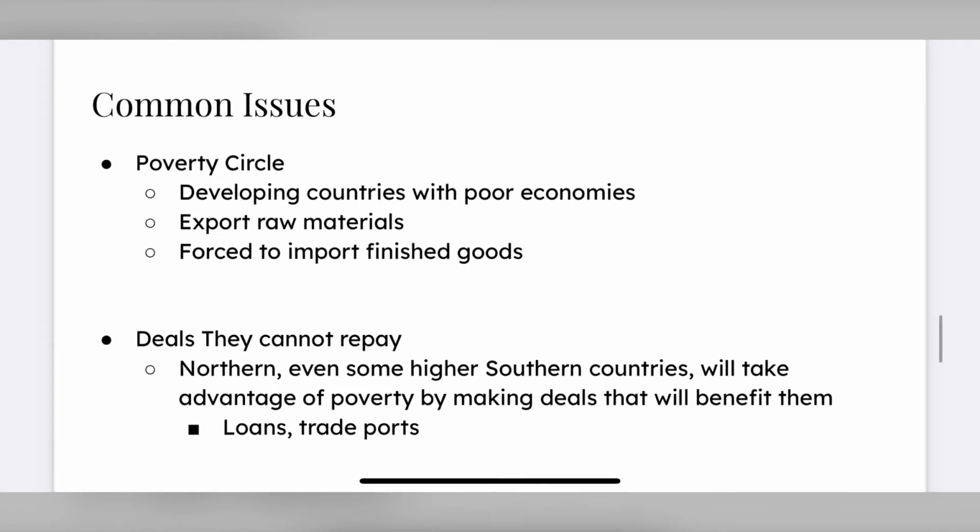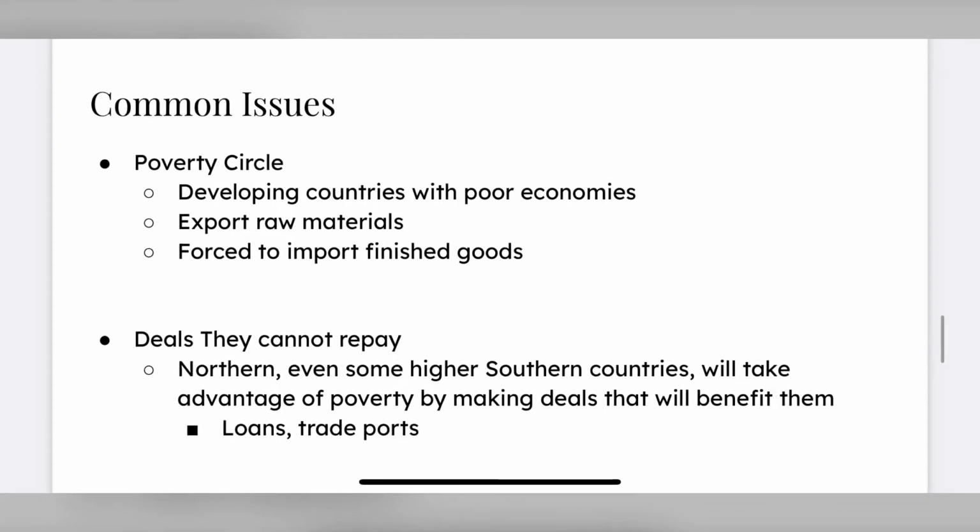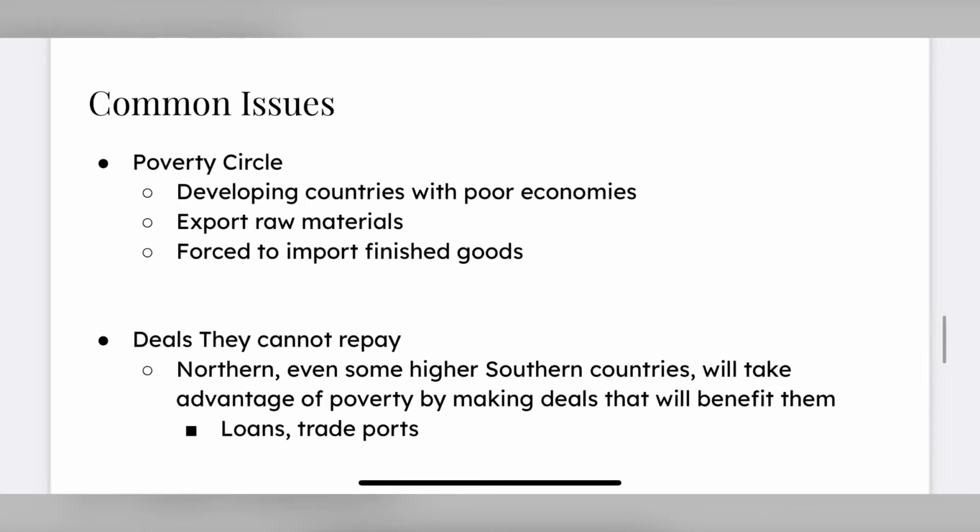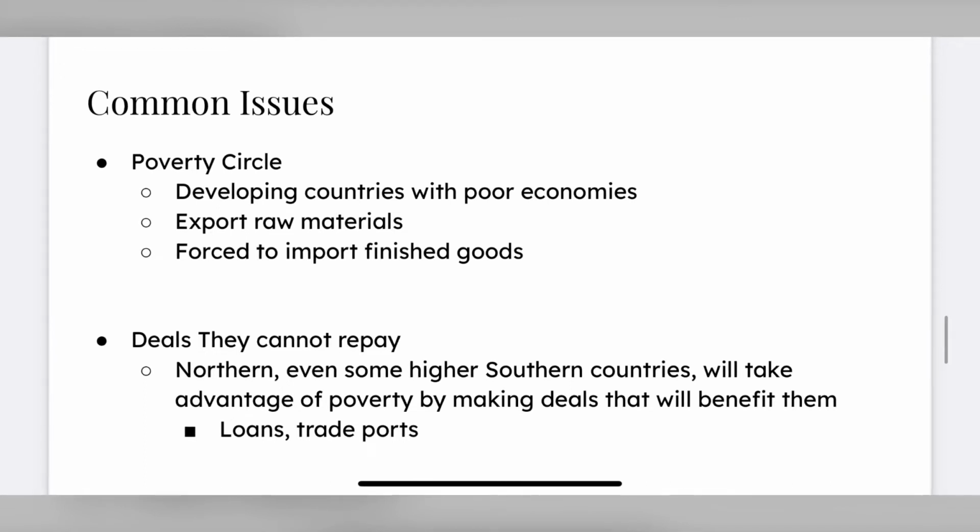This could take the form of loans or trading ports, and these countries will say that you need to pay X amount of money for this, or if you can't pay, then we will take control of the trading port for, say, 100 years. This then lets the higher developed countries take advantage of what could be making the southern countries profit. And it makes them even more poor because they can't do anything about taking advantage of the natural resources that are available to them.